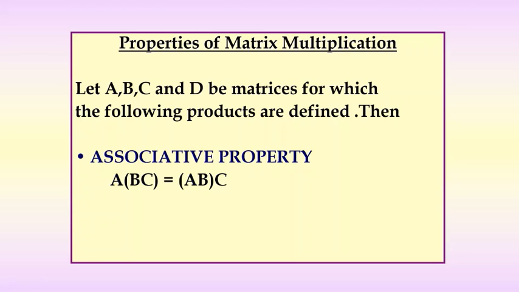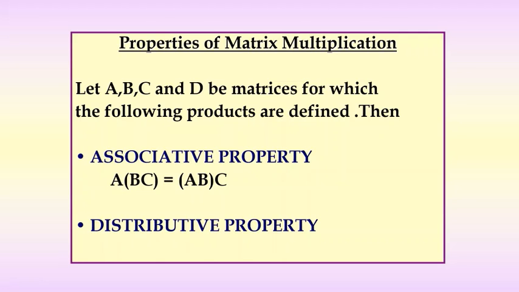Associative properties. It's up to you whether you would like to do B times C first, or maybe A times B first. Distributive: you can total out first and then multiply with A, or you can expand first, multiply and total out. These should be equal for these two properties.